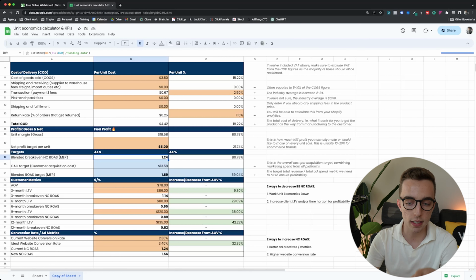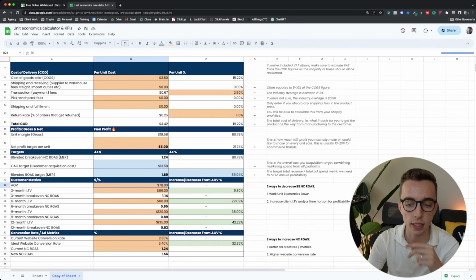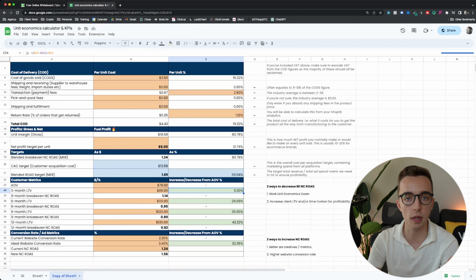Then in that case, you can see that if I'm okay with breaking even only on a 3-month basis, which is dependent on my LTV at 3 months, a customer comes in today, they spend on average $78 for the example I have. In 3 months, that same customer spends about 86 bucks on average. So that's about a 9% increase in customer lifetime value. Therefore, it's a roughly 9% decrease in my target, which now I'm down from 1.24 to 1.14.